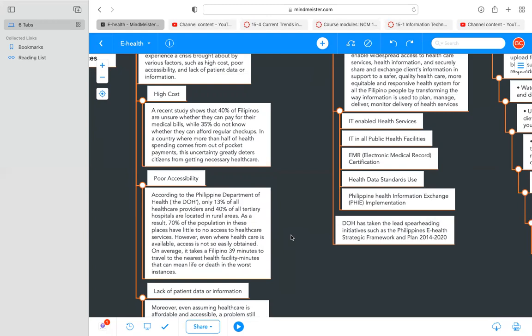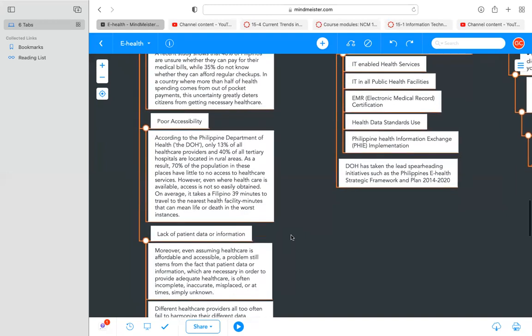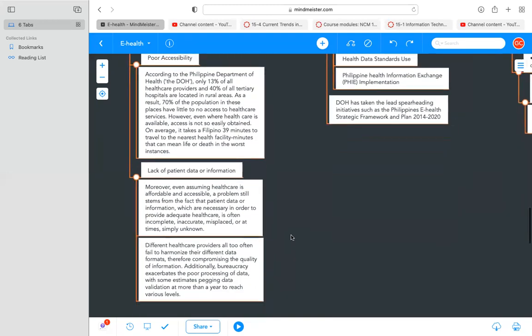However, even where healthcare is available, access is not so easily obtained. On average, according to studies, it takes a Filipino 39 minutes to travel to the nearest health facility. And this 39 minutes can sometimes mean life or death, in the worst circumstances. Okay, so that's the picture on poor accessibility, aside from the internet reliability.